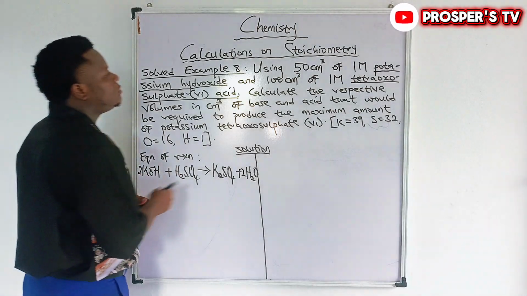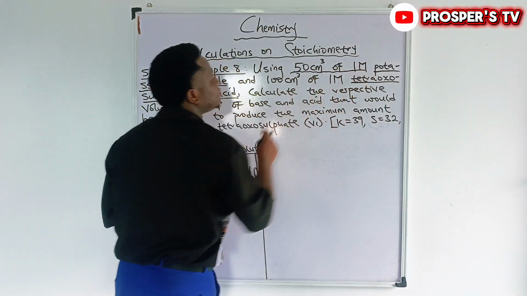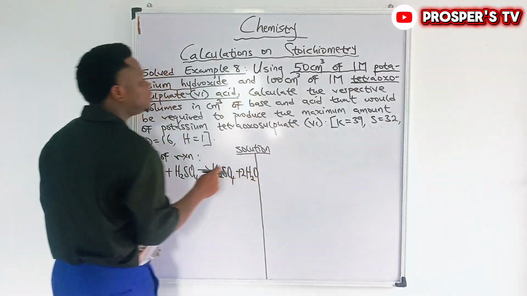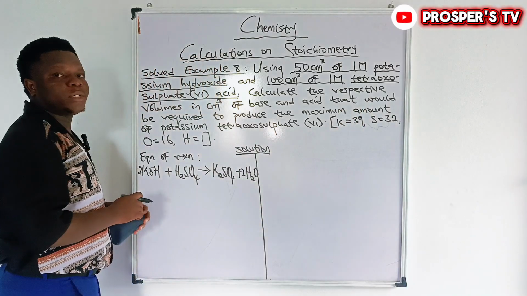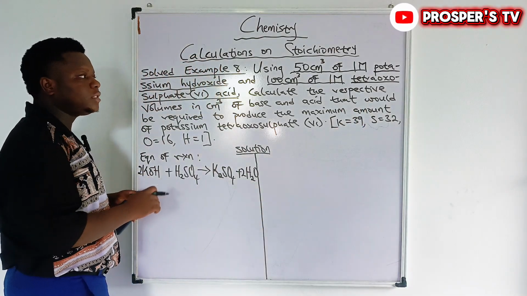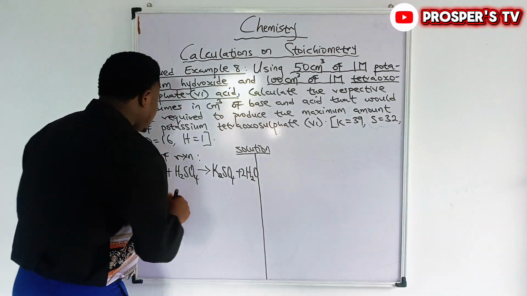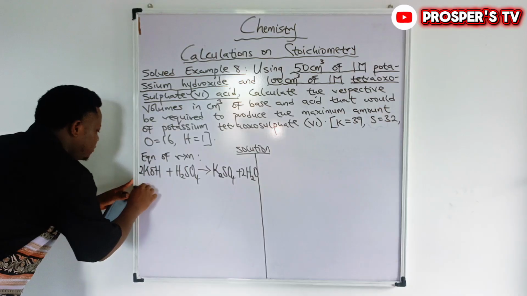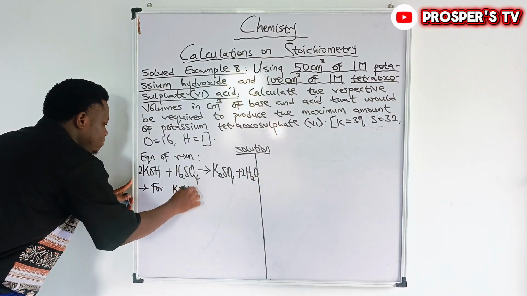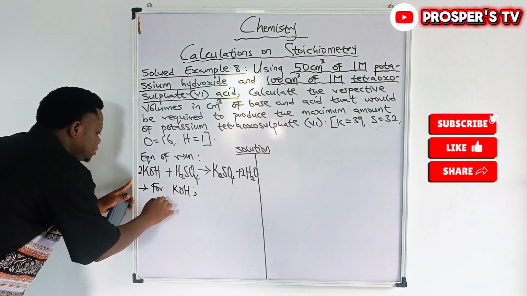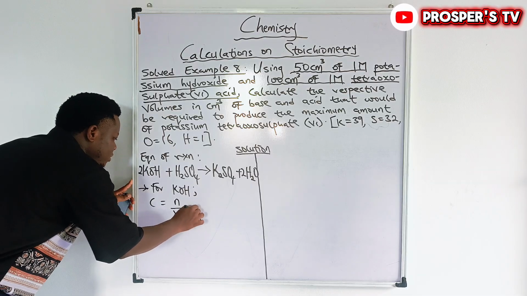Now, I've told you from the numerous examples I've been doing that whenever a question gives you the statement 50 centimeter cube of 1 molar solution, and it's also 100 centimeter cube of 1 molar solution, the first thing you should do is don't go straight to your stoichiometry. First of all, use your formula for concentration to calculate the amount in moles. So let's start off with potassium hydroxide. For potassium hydroxide, we have that concentration is equal to amount over volume. This is in dm cube.